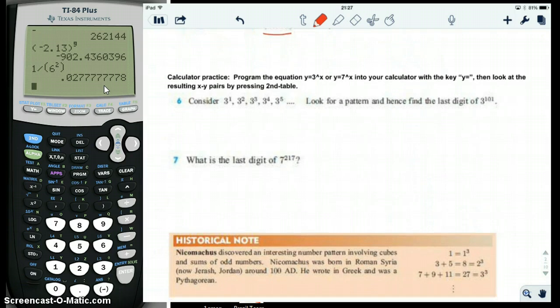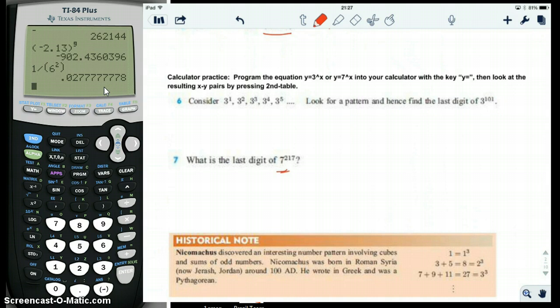Let's see. Calculator practice. Program the equation y equals 2 to the x or 7x in the calculator with the key y equals. Then look at the resulting xy pairs by pressing second table. Okay, so it's saying look at all the powers of 3, look for a pattern, and find the last digit of 3 to the 101st. What is the last digit of 7 to the 217th? So let's do the hard one.